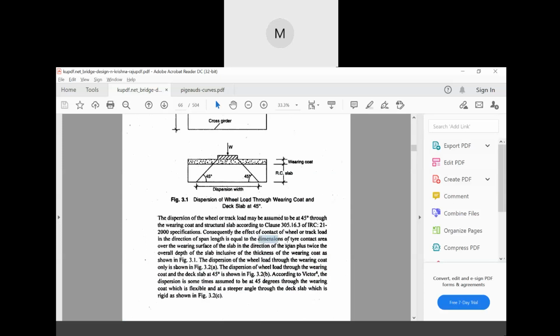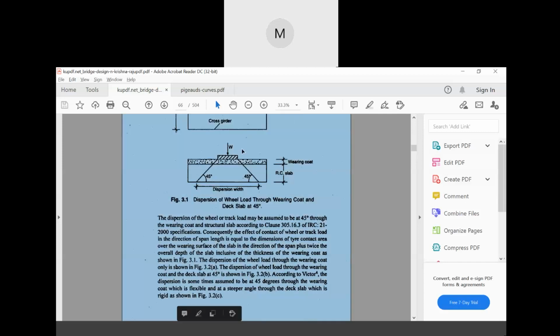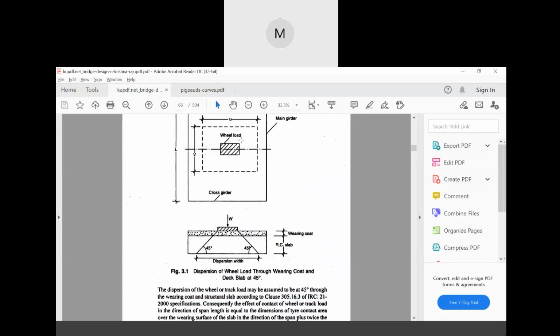The dimensions of the tire contact area over the wearing surface. That means what? u will be what? This portion, this portion. Now the value of this portion is given in the question as well as in the diagram of IRC class A loading. It is given in the question.